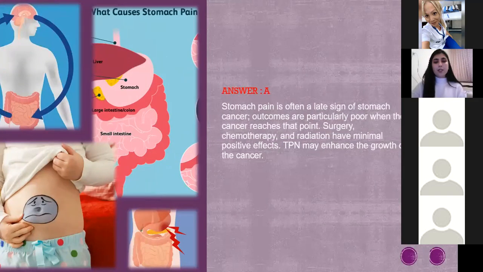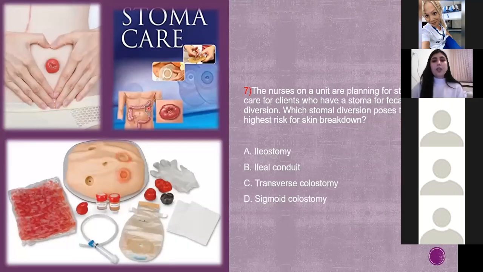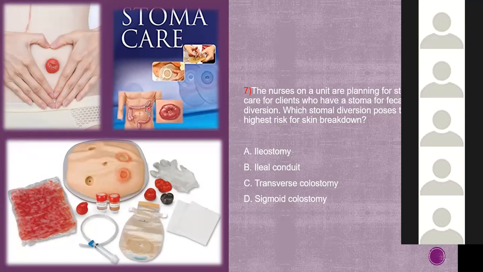The seventh question. The nurses on a unit are planning stoma care for clients who have a stomal fecal diversion. Which stomal diversion poses the highest risk for skin breakdown? A. Ileostomy, B. ileal conduit, C. transverse colostomy, D. sigmoid colostomy.